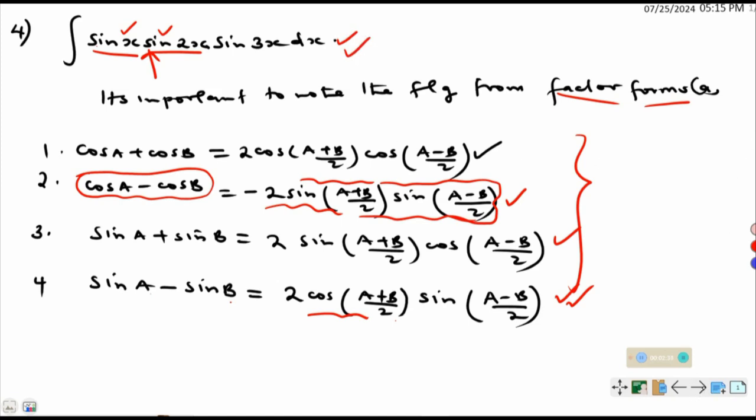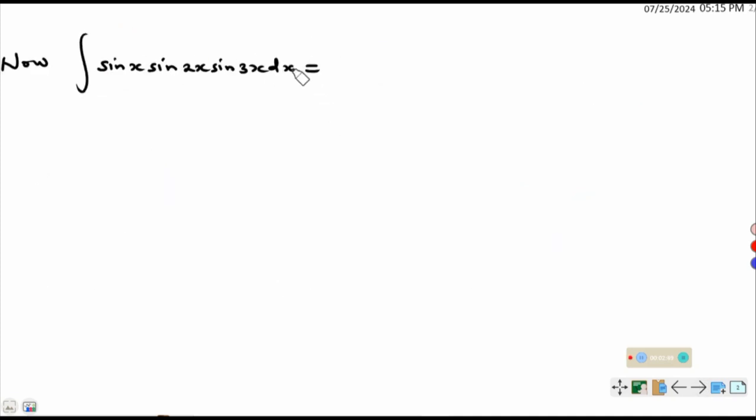From here, we can easily say this is the same as, I want to rearrange this such that it is the same as sine of 2x times sine of x. Then this one here, I will first of all deal with this. Then I will multiply by sine of 3x dx.